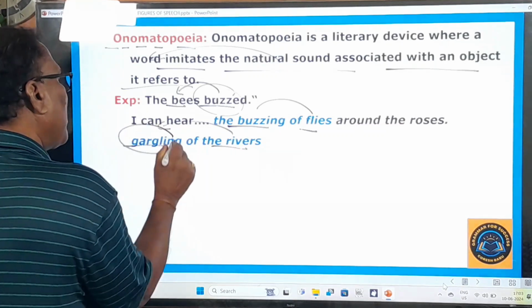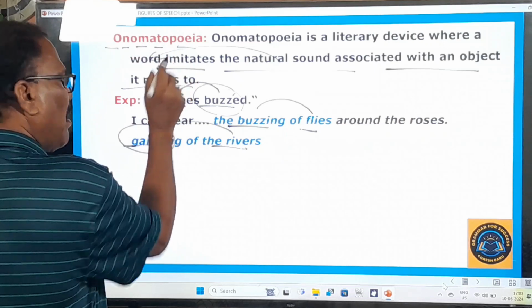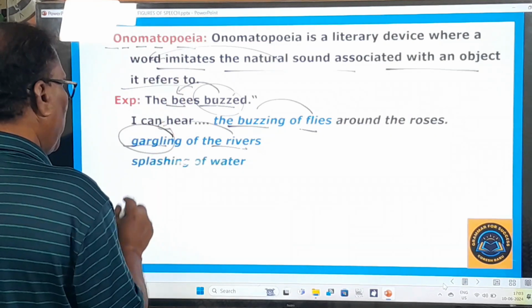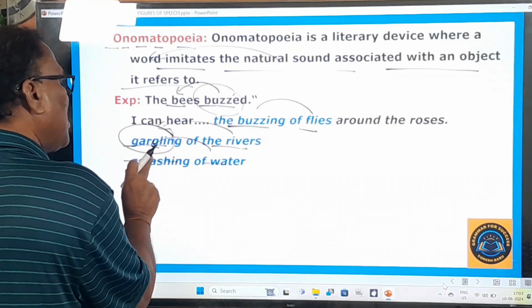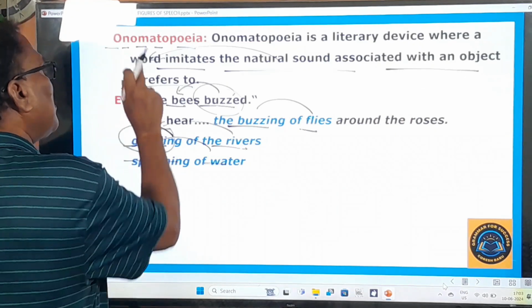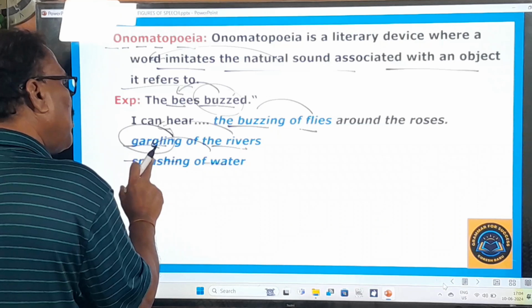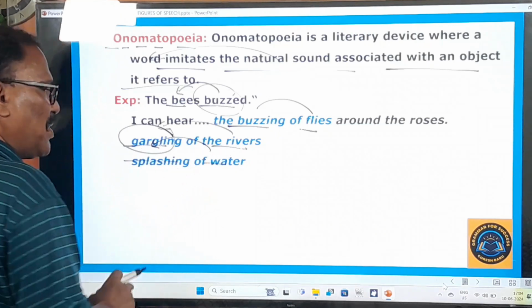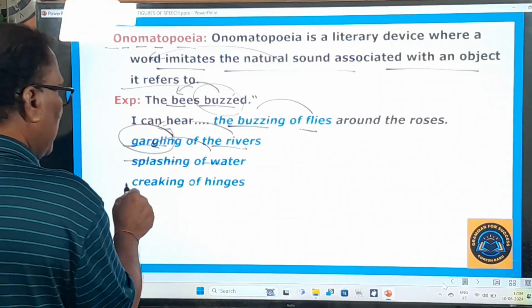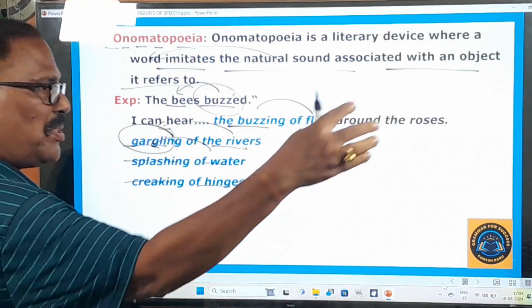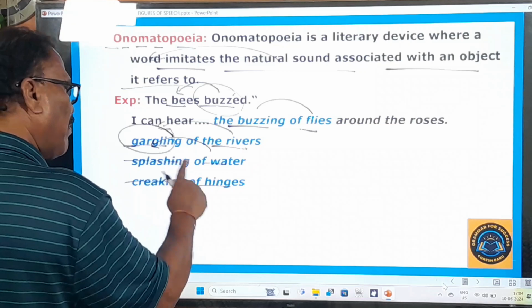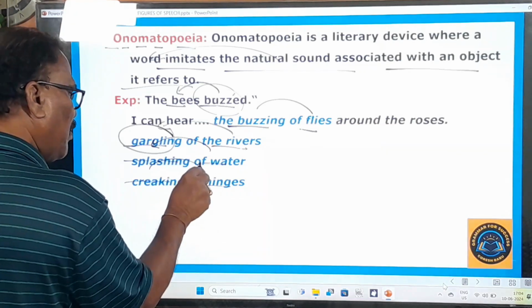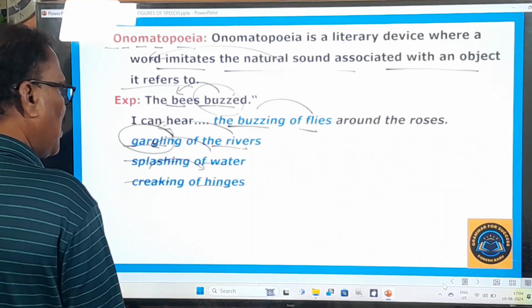So this is called onomatopoeia. Yes, onomatopoeia. Splashing of water. The sound of water is called splash. This is onomatopoeia. This is the word indicating the sound made by the water. Right. Similarly, creaking of hinges. The door hinges will be there. There's a crrr, something like that. The creaking of hinges. So this is the word imitating the sound of the hinges.